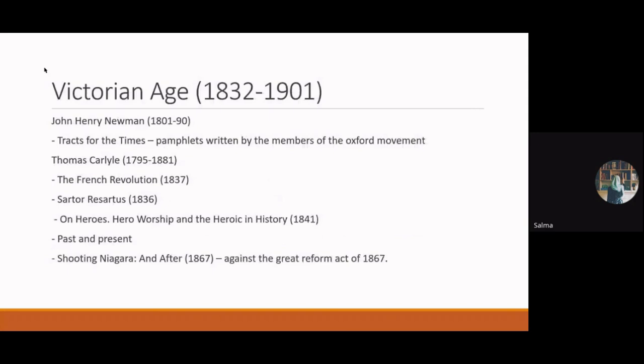Moving to the Victorian age, we have John Henry Newman, and he has written Tracts for the Times. Okay, pamphlets written by the members of the Oxford Movement. John Henry Newman is a member of the Oxford Movement. Then Thomas Carlyle has written The French Revolution, Sartor Resartus, and On Heroes, Hero-Worship and the Heroic in History, where he used references to Shakespeare and Napoleon, calling them heroes. And Past and Present, Shooting Niagara and After. This work, Shooting Niagara and After, was against the Great Reform Act of 1867.